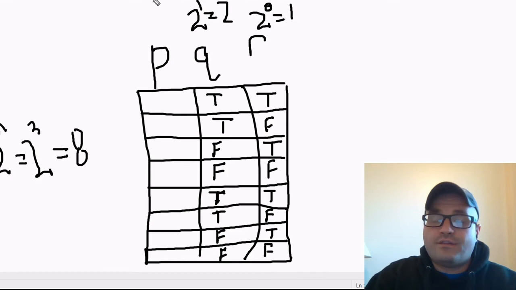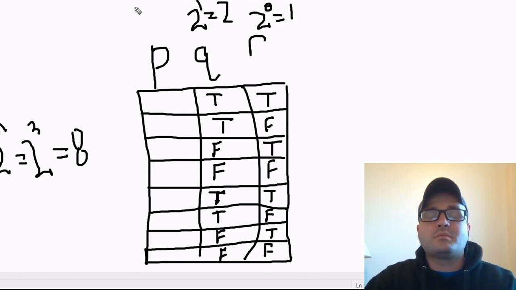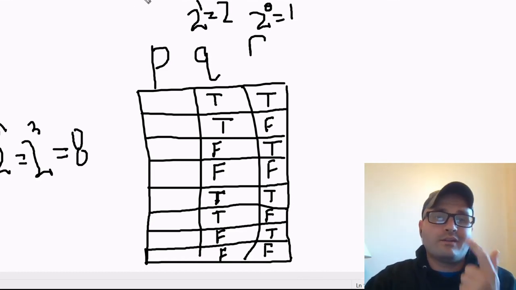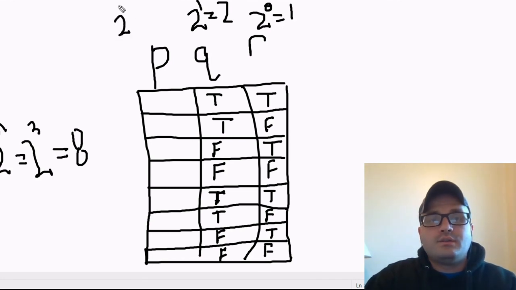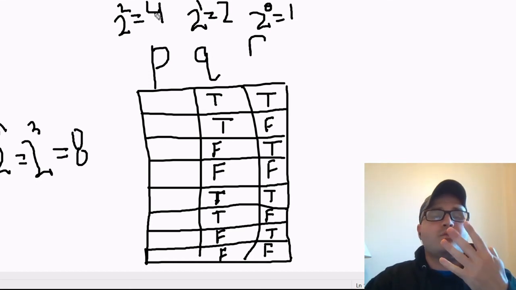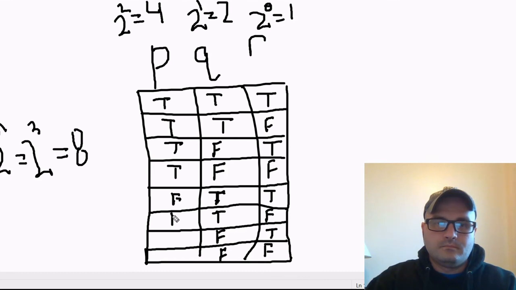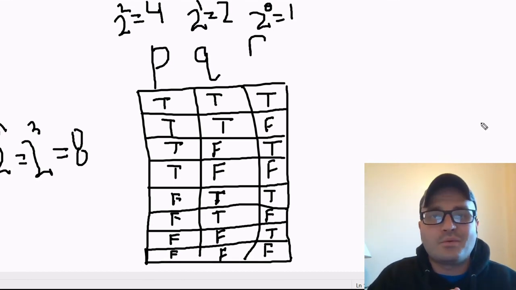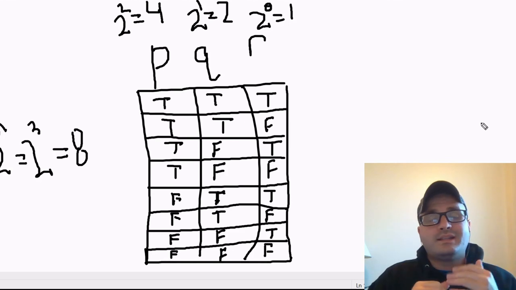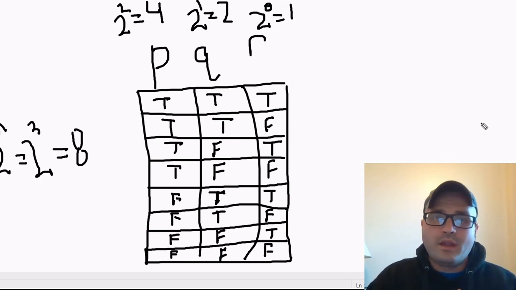Okay, so finally we have the P column. And because we've been going right to left, we already have 0, we have 1, and now we're going to have 2 to the power of 2, which we know is 4. So I should have 4 trues and then 4 falses. And there we have it. Now we have a 3-variable truth table to handle the variables of P, Q, and R.